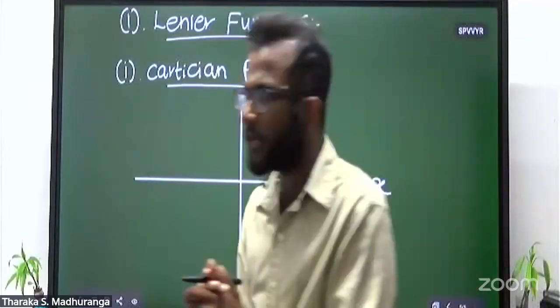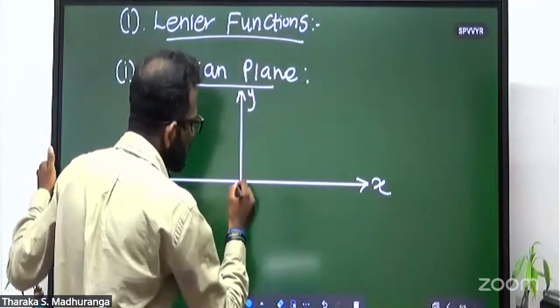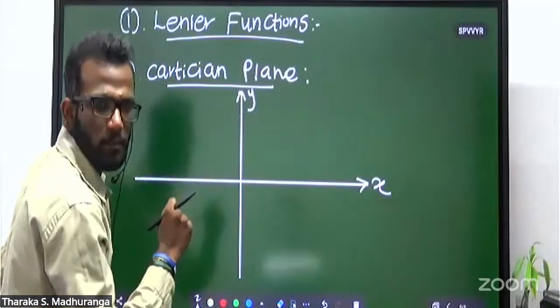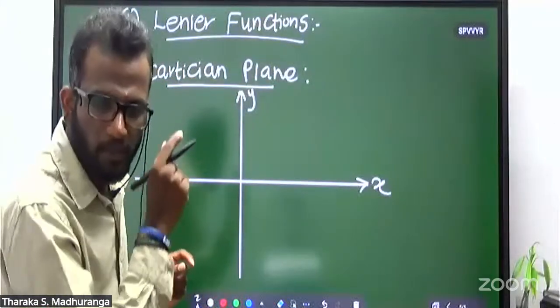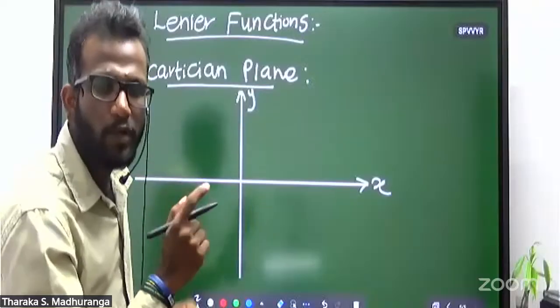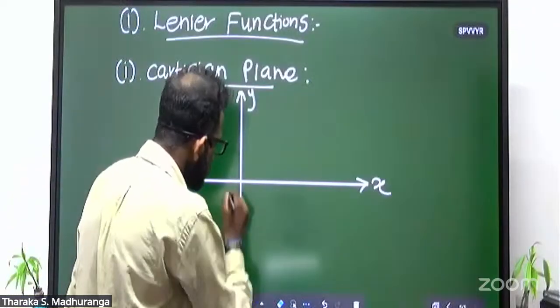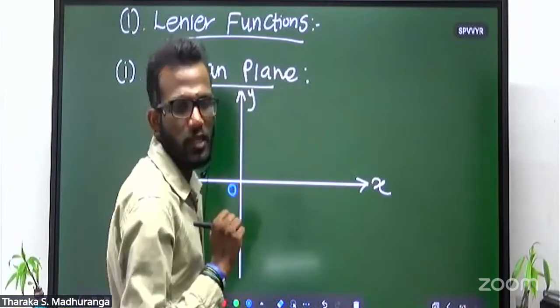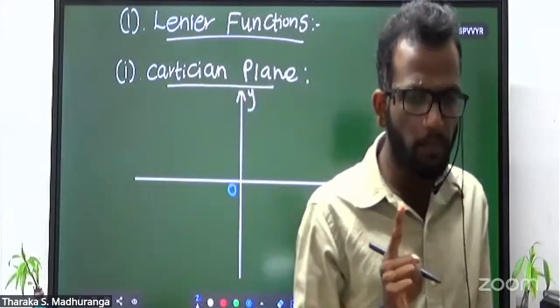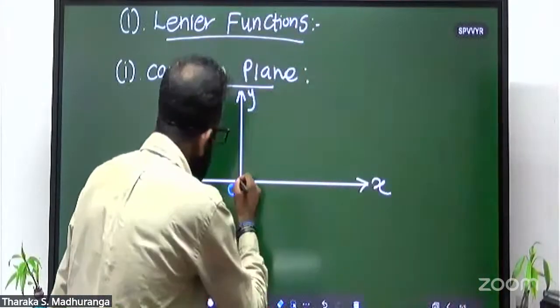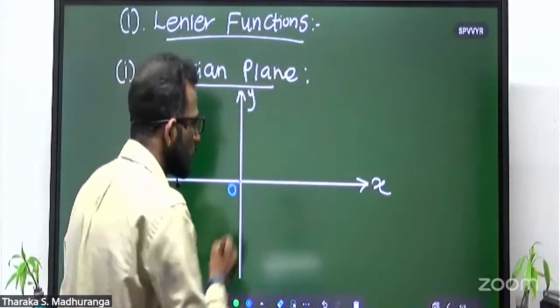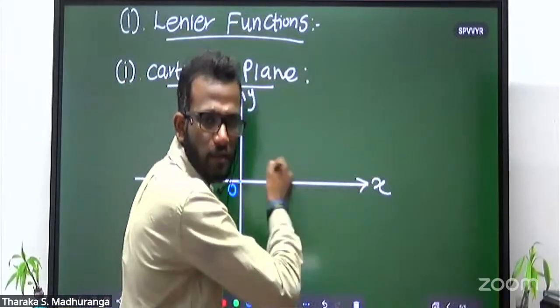You already know this from O-level. This is what we call the initial point or zero point. The x and y axis cutting point is the zero. That is the zero point or initial point. Then you can see this side, the positive side.